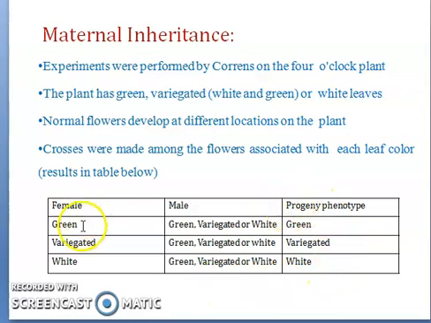You can see here the female is green, so the male partner is green, variegated, or white leaf, but the phenotype of the progeny is green only. Here the female is variegated, so the male is green, variegated, or white, again the phenotype of the progeny is variegated only. Similarly, in the third cross, the female is white and the male is green, variegated, or white, but again the full phenotype of the progeny is white.